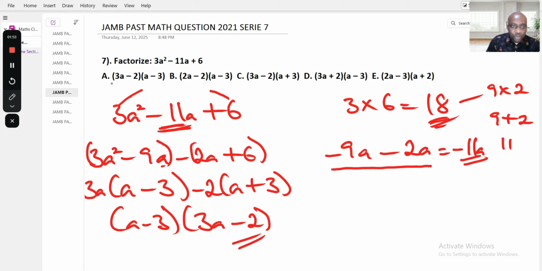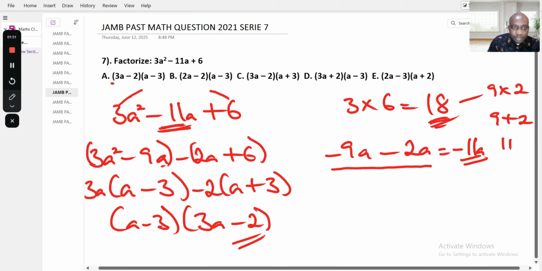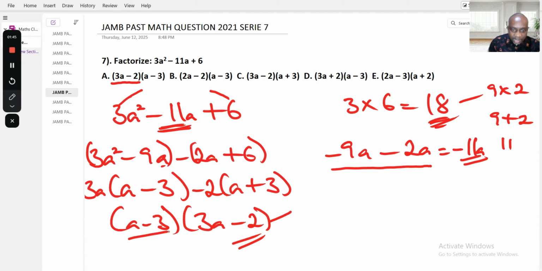Where can we find that? Okay, this one. The first one came 3a minus 2, which is this one, multiplied by a minus 3 and this one. Our final answer is what? A. Let's move to the next question.